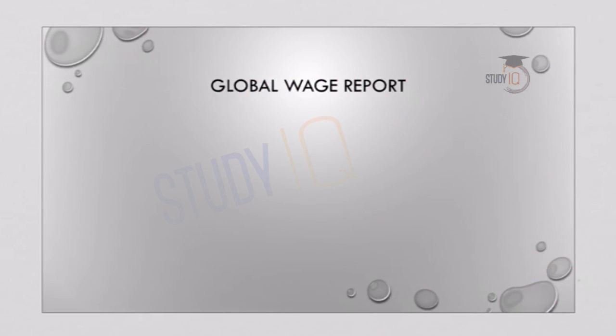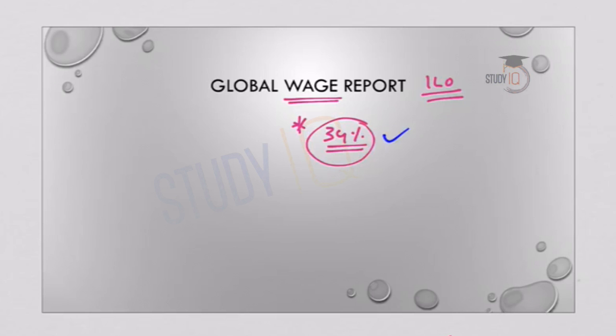Now coming to the next one, that is the Global Wage Report. It is being released by the ILO. ILO is the International Labour Organization, which is an agency of the United Nations, and the Global Wage Report has been released by the ILO, and as per the report, women are paid the most unequally in India compared to men. And when it comes to hourly wages for labor, on an average, women are paid 34% less than men. So this was one important finding about India.